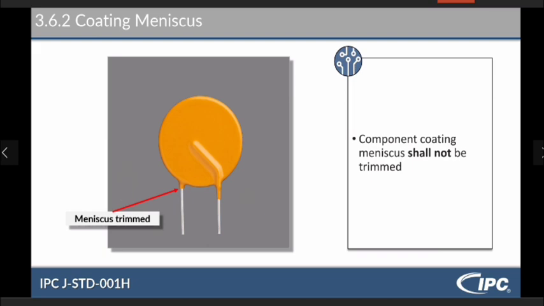So now we're talking about the coating meniscus. This is what I mentioned briefly yesterday. This is meniscus, this right here. Okay. So the meniscus, there we go. And this meniscus has been trimmed. That's why it's shorter. That would be a defect for class 2 and 3.